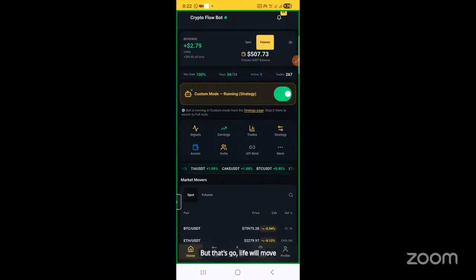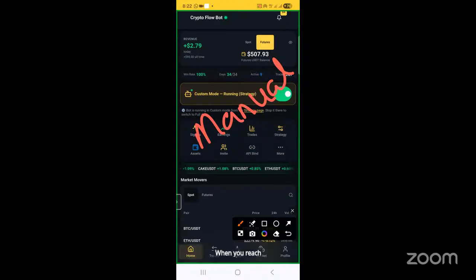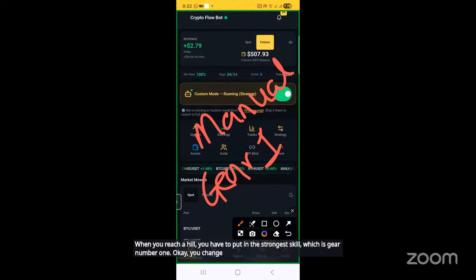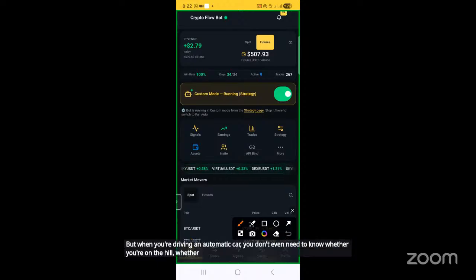So CryptoFlow bot says, I'm fully automated. Imagine you're driving a manual car. When you reach a hill, you have to put in the strongest gear, which is gear number 1. Okay, you change gears to gear number 1. But when you're driving an automatic car, you don't even need to know whether you're on a hill or on a slope. It changes automatically. It knows what to do. That is CryptoFlow bot for you. It knows what to trade.